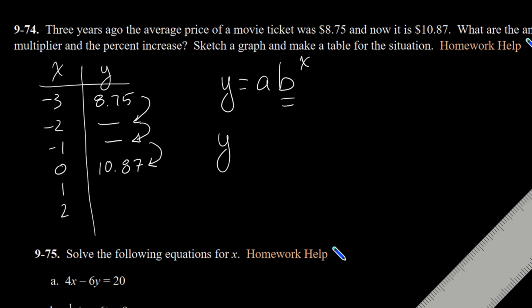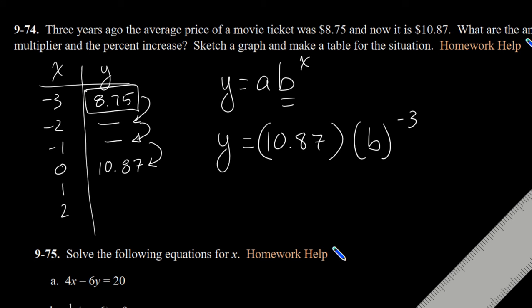So I can write this. I can say Y is $10.87, times B, which I do not know, but I'm going to raise that to the negative 3rd power. Now, when I raise that to the negative 3rd power, all of a sudden I know that I'm talking about the year that the movie tickets were $8.75. So that's my Y value at that point. So let's go ahead and say $8.75. So I need to solve this, right?